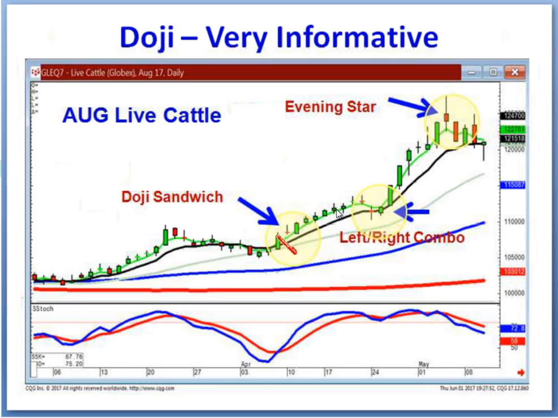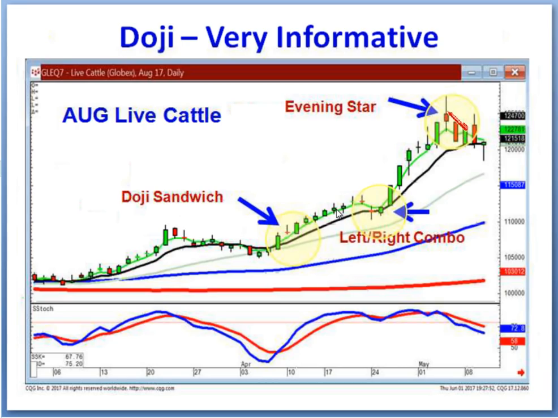Doji sandwich is a bullish candle followed by a doji. Opens positive the next day. What's our rule of doji? It's going to move positive. So you've got another big candle. So you've got that little doji sandwiched in between. Or there's your left-right combo, confirming your J-hook pattern.